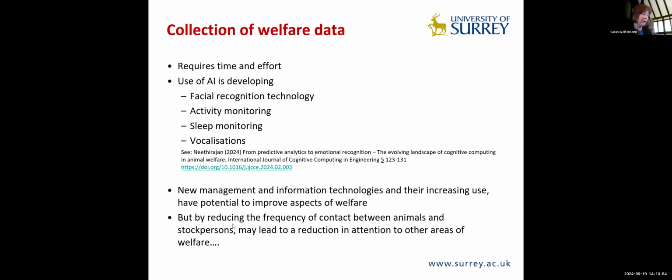But I must point out that by reducing the frequency of contact between animals and stock persons, which AI might lead to, this may lead to a reduction in attention to some other areas of welfare. We need to bear that in mind. It's not necessarily going to answer everything, but it does have huge potential if used well.